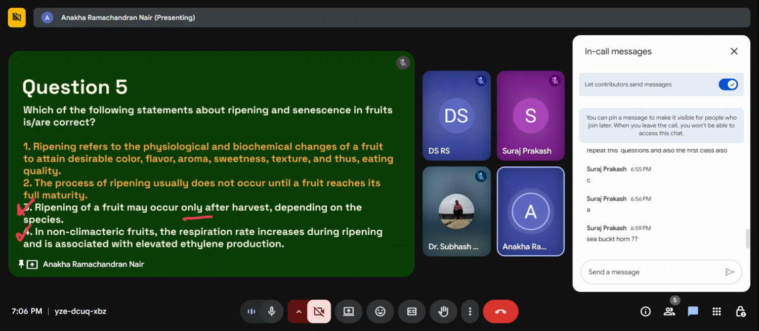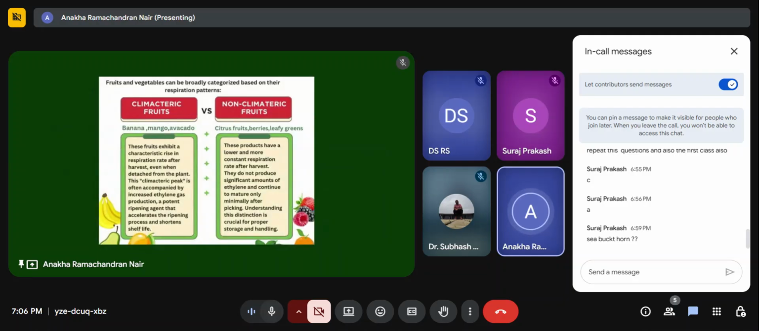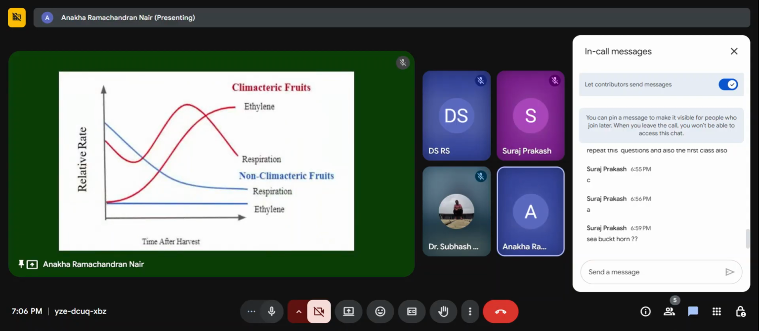And option 4 is also not correct. Option 4 says in non-climatic fruits, the respiratory rate increases during ripening and is associated with elevated ethylene production, right? The difference between climatic fruits like banana, mango, avocado and non-climatic fruits like citrus, berries, leafy greens, etc., is that, as this graph will tell you, climatic fruits during the ripening process have an increase in respiration and an increase in ethylene production, right? While non-climatic fruits will have a decrease in respiration and the ethylene will remain constant, right?